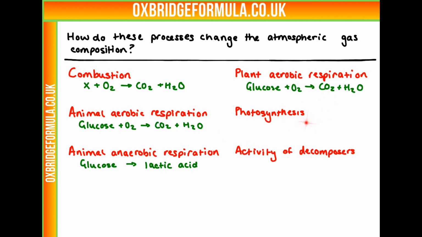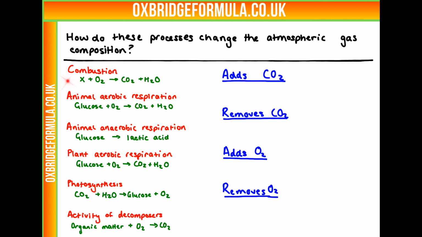And our photosynthesis, well, we know that's going to be exactly the opposite. We're going to have our carbon dioxide and water to glucose and oxygen. And now what do decomposers do? How do decomposers change the atmospheric gas? Well, decomposers, they do respire as well. They take the organic matter from plants and animals with their oxygen and convert it to CO2. So now we've got our processes and our equations, we can start to fill out these headings.